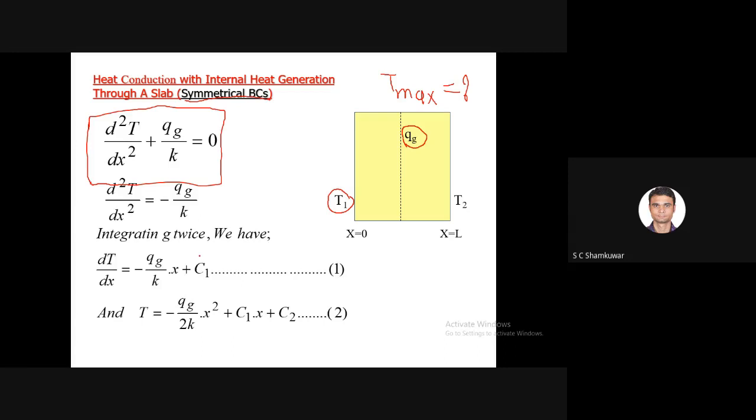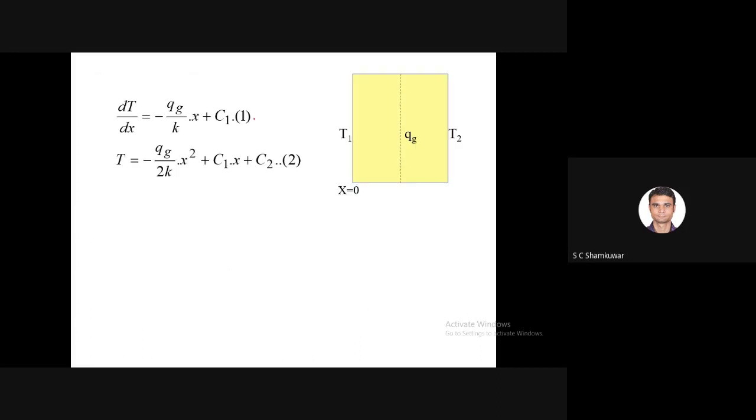We are integrating it twice. This is the first integration, this is the second integration. Then after double integrating, we are getting these two equations, equation 1 and equation 2.